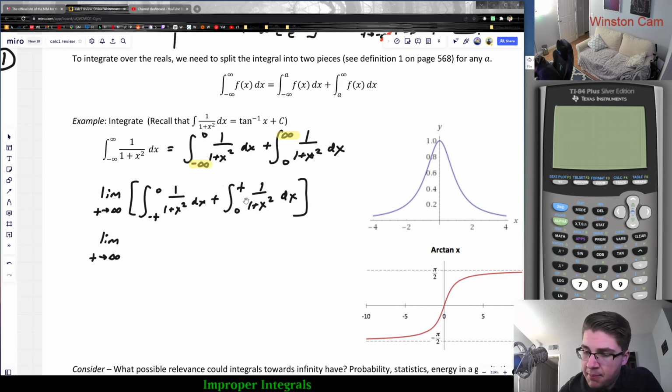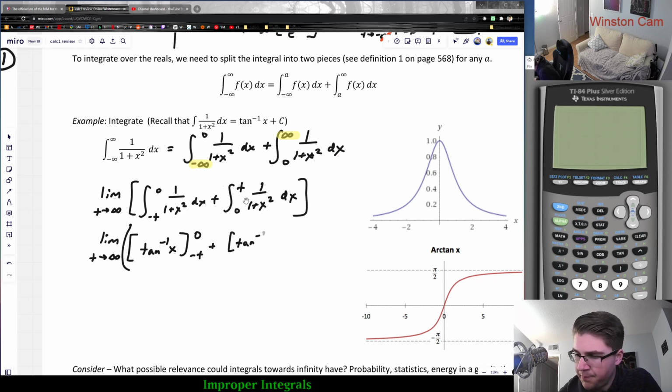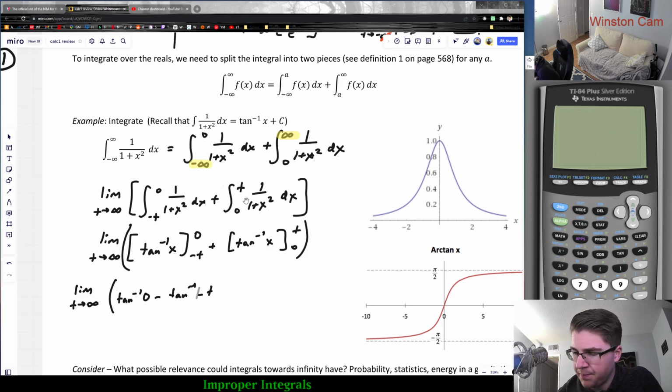And then basically each of these antiderivatives would be the arctangent function evaluated from 0 to minus t, and the next one would be plus the arctangent function evaluated from 0 to t. And plugging in our boundaries, all we'd be left with is the arctangent of 0 minus the arctangent of negative t plus the arctangent of positive t minus the arctangent of 0.